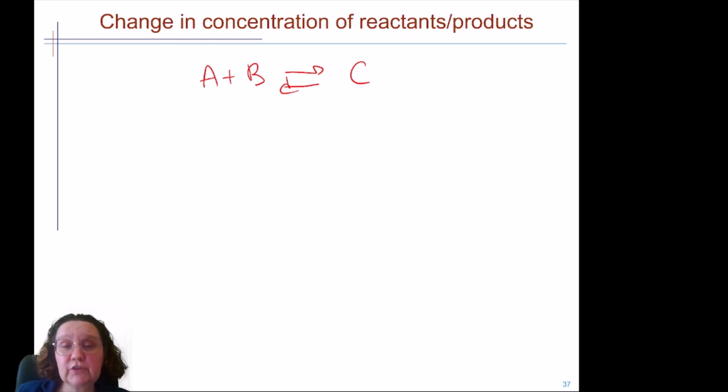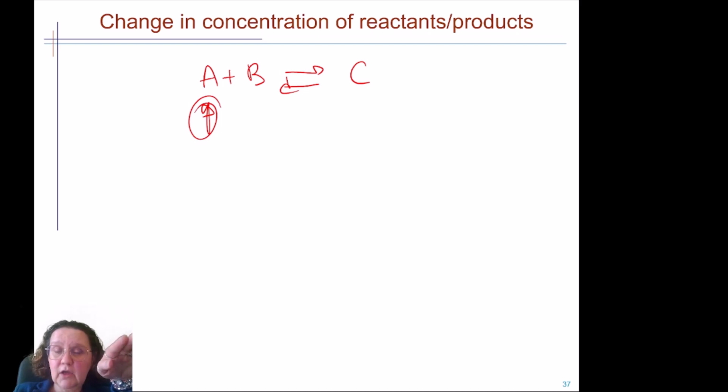And the reaction has reached equilibrium. What will happen if we add more of one of the reagents, A or B? Well, the reaction is at equilibrium. If you add one of the reagents, the reaction will try to react to make product, to make sure that you reach the equilibrium again.